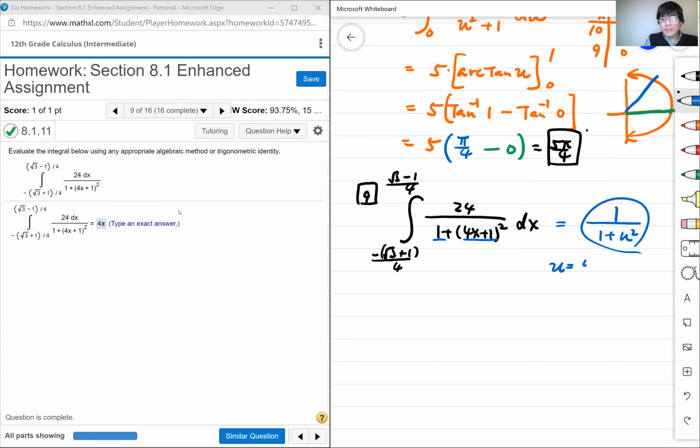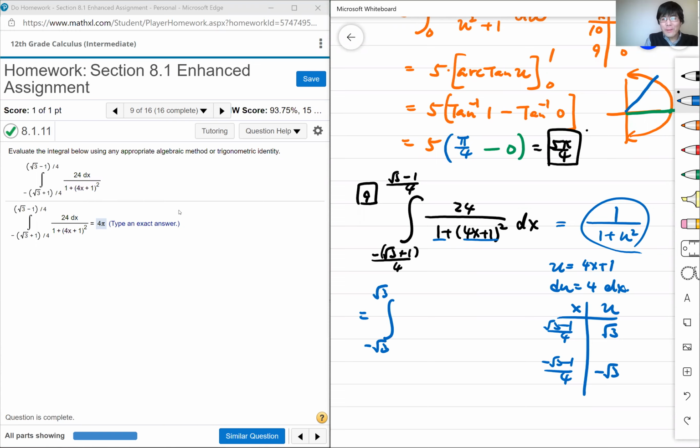So let's say u is equal to 4x plus 1. So du will be 4 times dx. The limits for x are ugly numbers, but after you do the substitution, it's going to be square root of 3 here and negative square root of 3 here. So negative square root of 3, positive square root of 3. The bottom is going to become 1 plus u squared. Okay, so that's like this form, and the numerator, 4dx, will be du, so it's going to be 6 du.